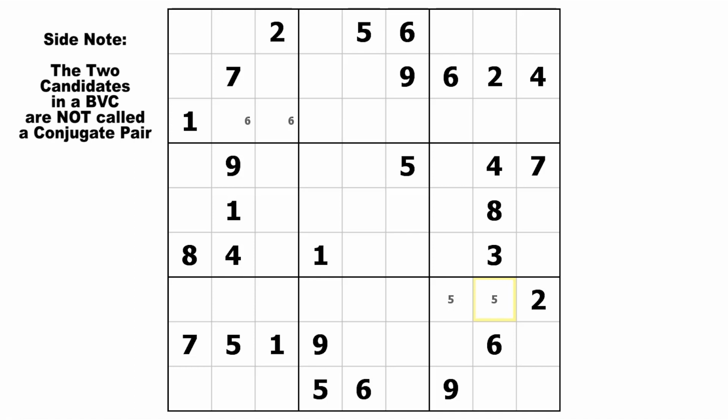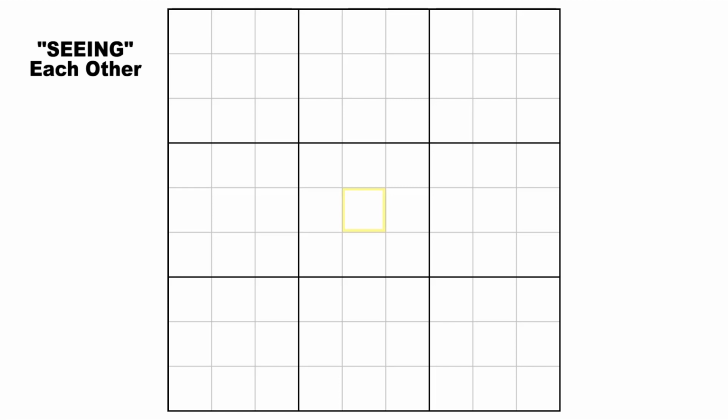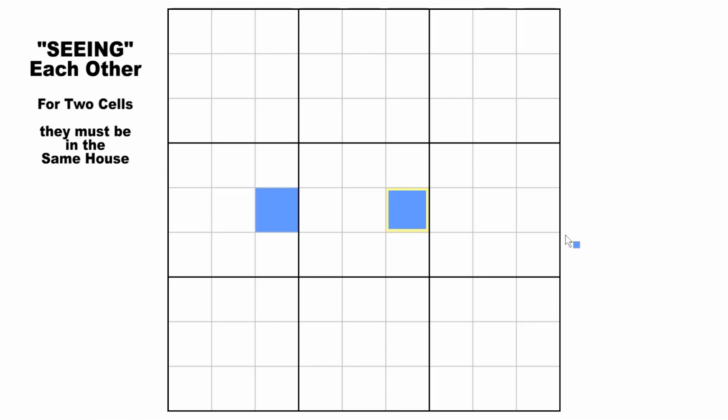Got it? All right, now let's talk about what we mean by the term seeing each other. First, let's talk about cells. In order for two cells to see each other, they must be in the same house. This is the only way. Like these two cells see each other because they are in the same row. And these two cells see each other because they are in the same row. And these two cells see each other because they are in the same column.